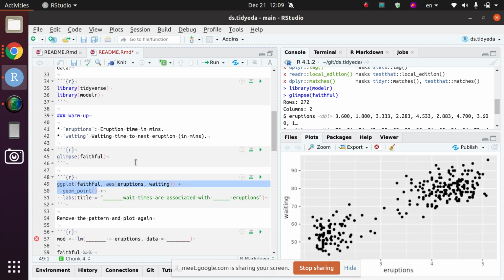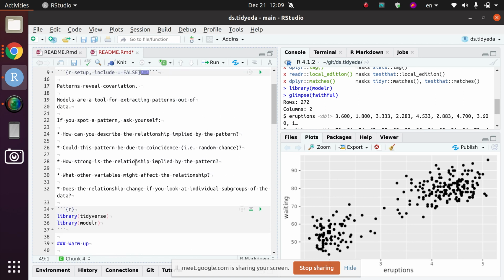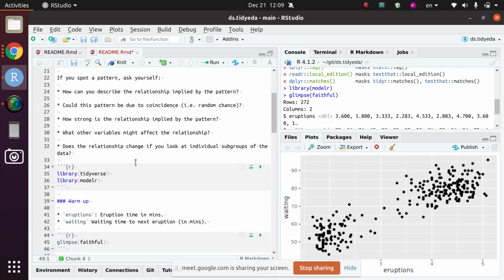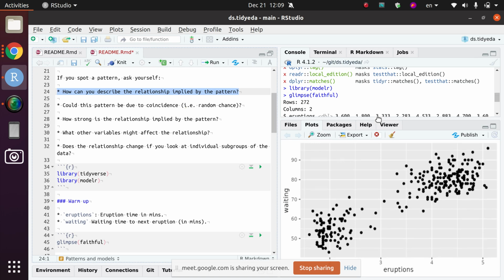So let's go back a little bit to the top of this document to think about this plot in terms of those questions that we were prompted to ask ourselves as a way to help ourselves explore data. So one is, how can we describe the relationship that is implied by the pattern? First of all, what is the pattern? The pattern that we can see here is that, as the duration of the eruptions increases to the right, we also see that the waiting time increases. So longer waiting times are related to longer eruptions.